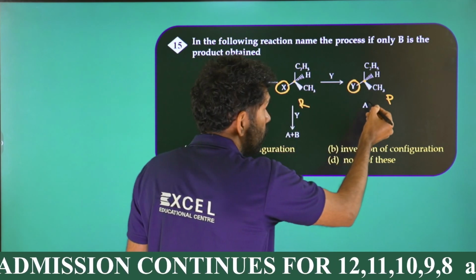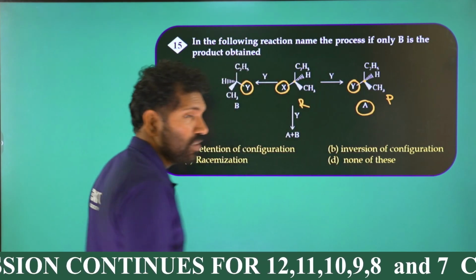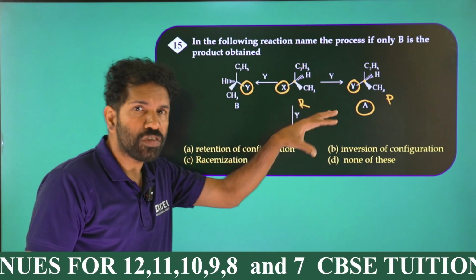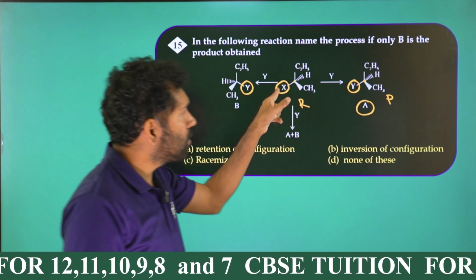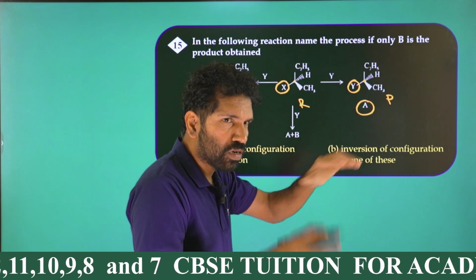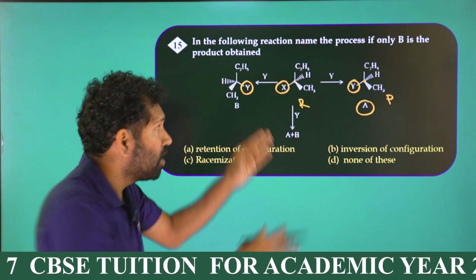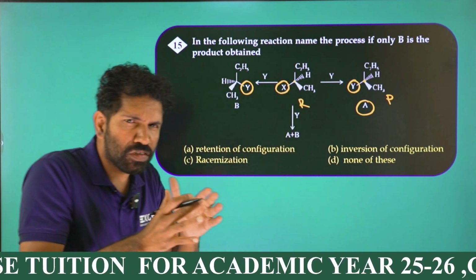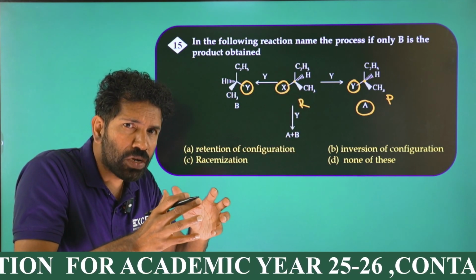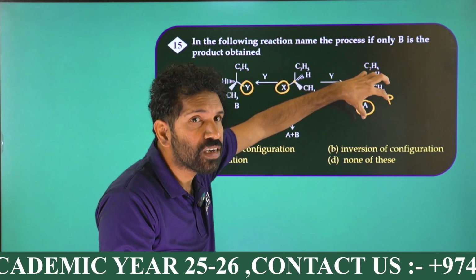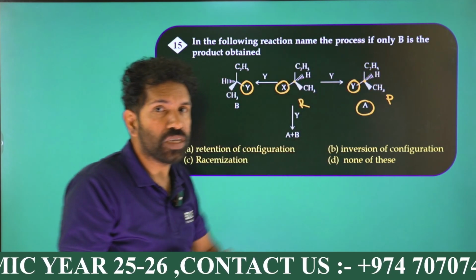If this is the product, we can say there is no change in configuration, no change in the arrangement of atoms in space. Here X is replaced by Y. All other groups are arranged in a similar way in space as in the reactant. So there is no change in the arrangement of species in space. So if product A is there, it is called retention of configuration.